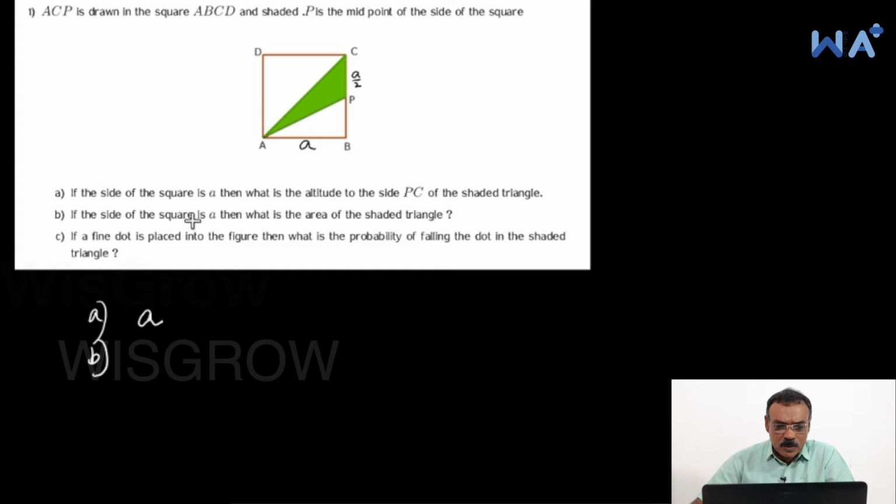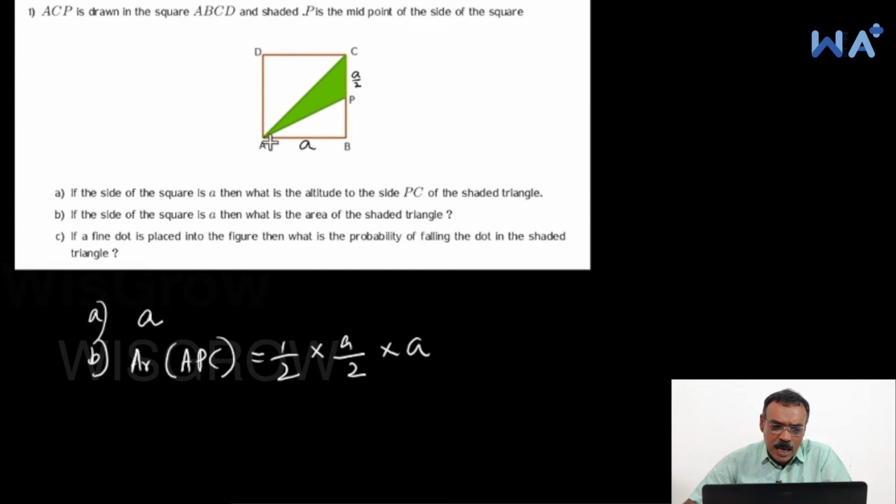If the side of the square is A, then what is the area of the shaded part? Area of triangle APC is equal to half into A/2 into A. Half into, this is base and this is height, that is A squared by 4.